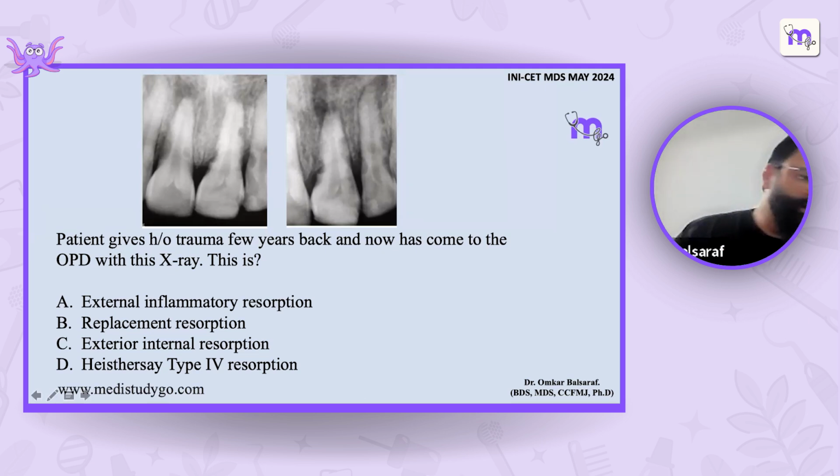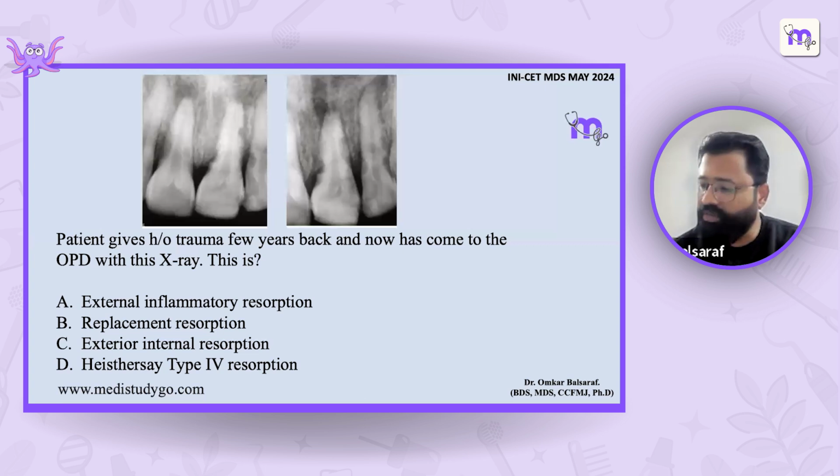Just trying to give you a highlight of this. Understand the history. What is the history? It's trauma. How many years back? A few years back, the patient has come to the OPD with this X-ray. You should be well versed with all types of resorption because they can ask you any kind of resorption. If you see something that started from the root canal, it is definitely an internal resorption, a type of internal resorption. We'll come to the answer of this also.